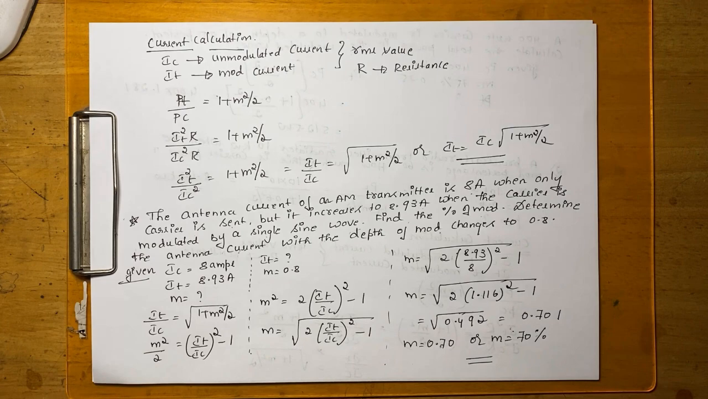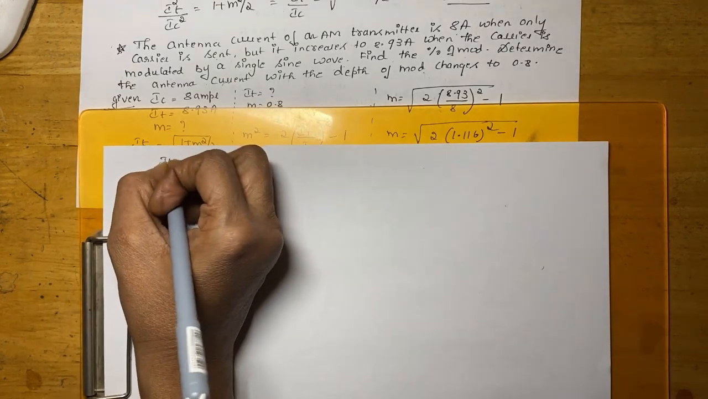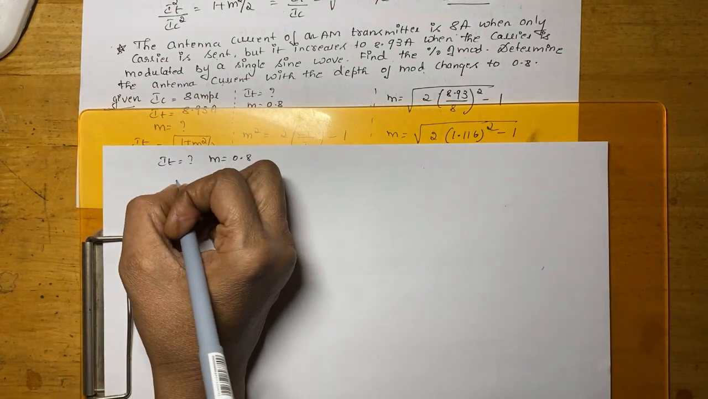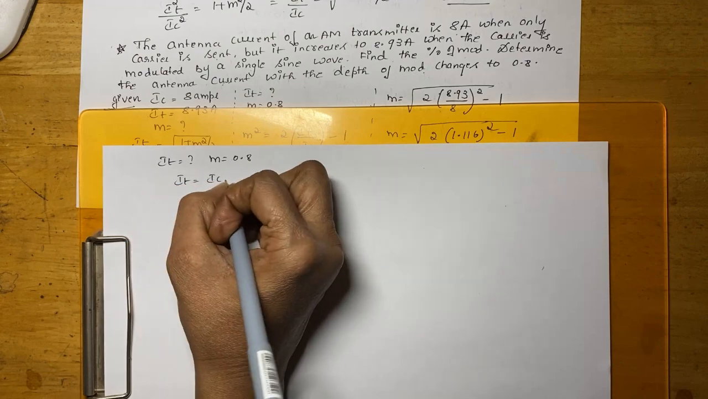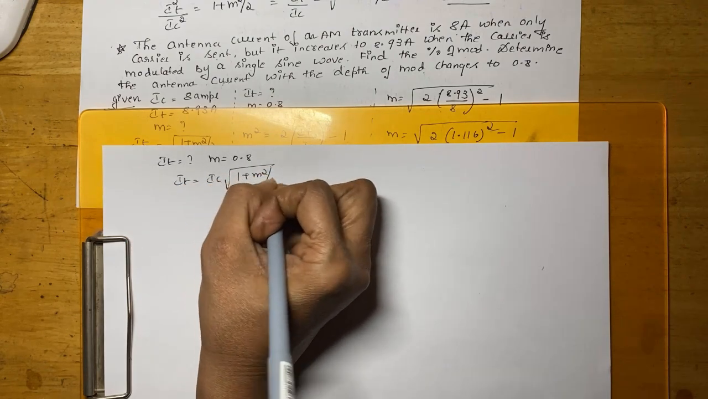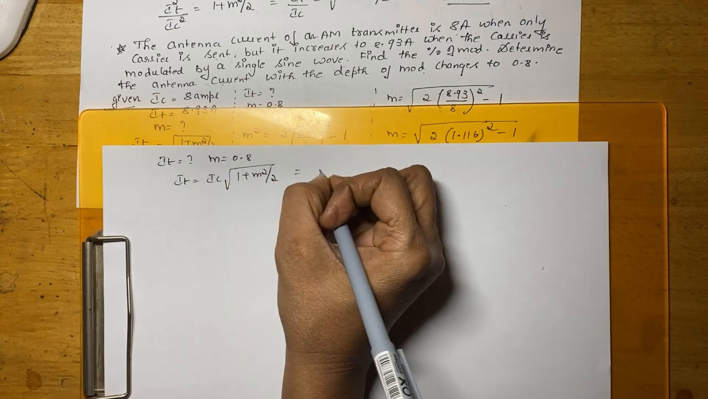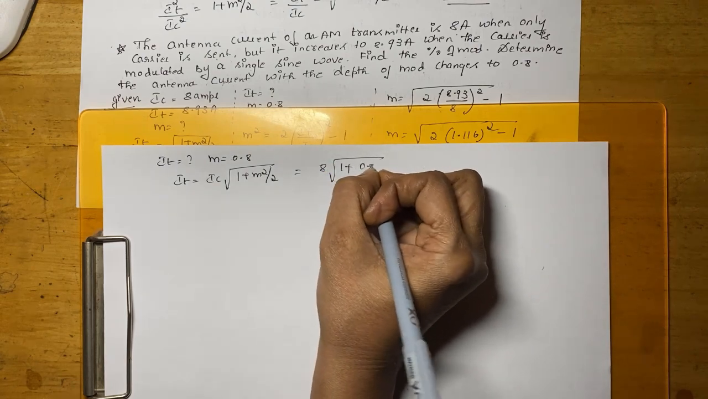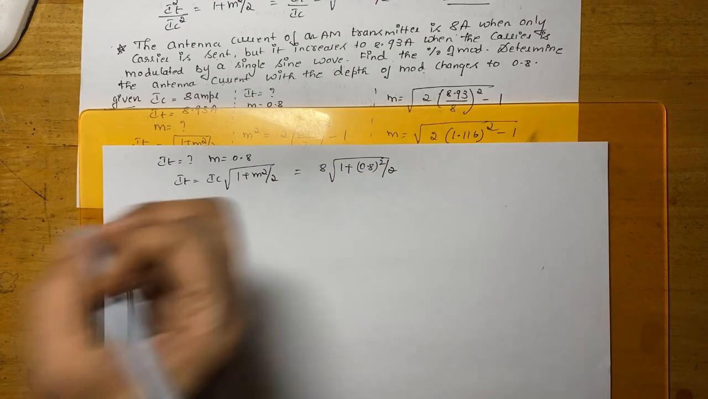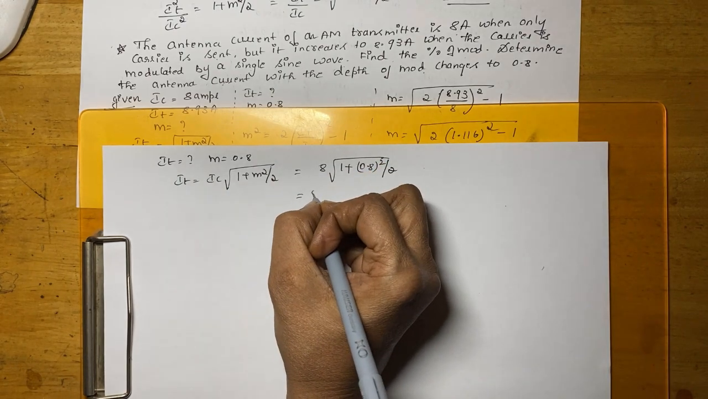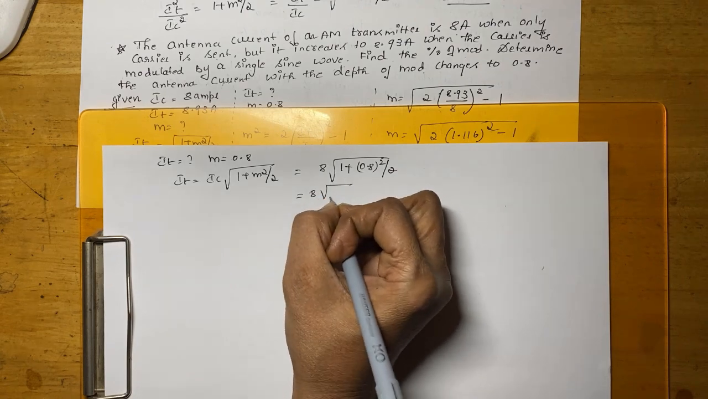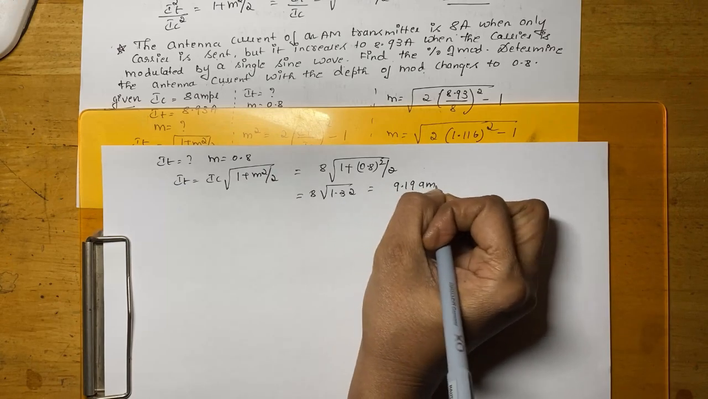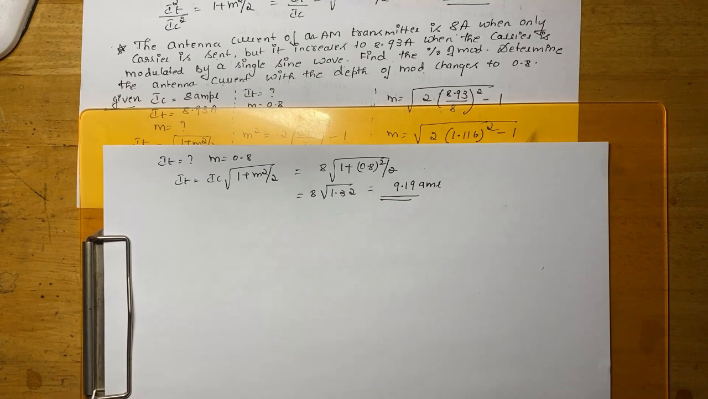Solving the first part. In the next part, we are asked to find the total current when the modulation index is changed to 0.8. We already know that IT is equal to IC into root of 1 plus m square by 2, and now IT is equal to 8 into root of 1 plus, the modulation index is 0.8, square divided by 2, which is equal to 8 into root of 1.32, which is equal to 9.19 amps. This is the total current that's been asked.